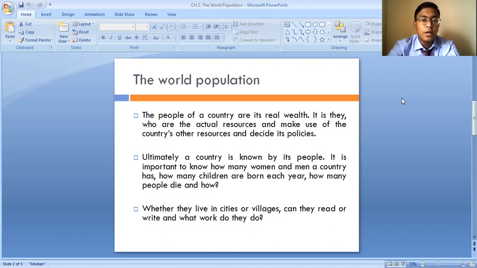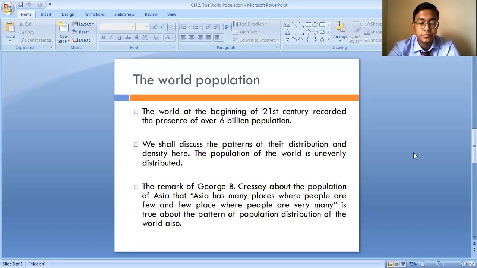Studying all these things about a population is the main work of population geography. It is very important and essential to understand the different characteristics of the population of a country or a region. And the world at the beginning of the 21st century recorded the presence of over 6 billion people.